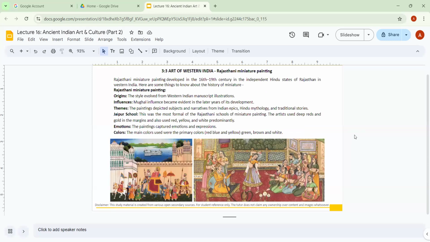The art of Western India includes Rajasthani miniature paintings. The Rajasthani miniature painting developed in the 16th to 19th century in the independent Hindu state of Rajasthan in Western India. The paintings capture majorly emotions and expressions. The main colors used were primary colors, that is red, blue, and yellow, along with green, brown, and white. The paintings depict subjects and narratives from Indian epics, Hindu mythology, and traditional stories.